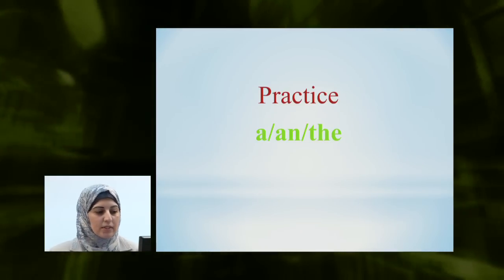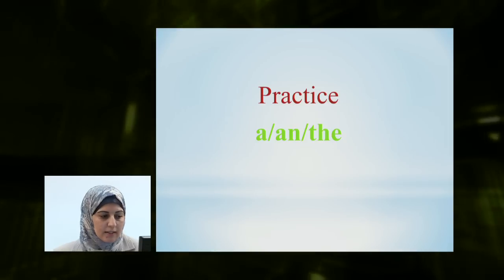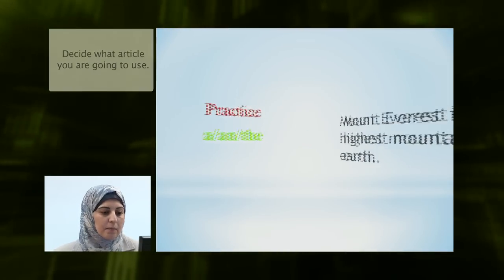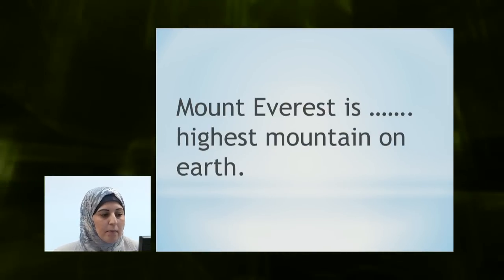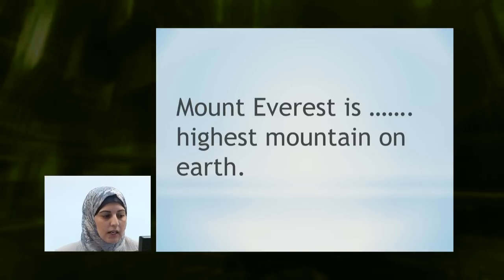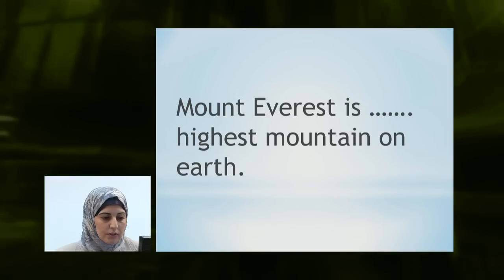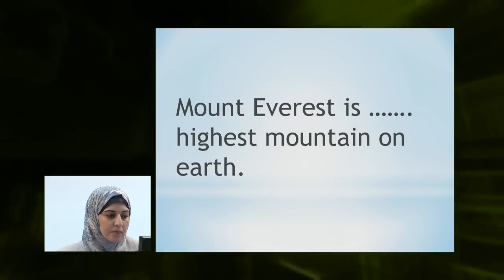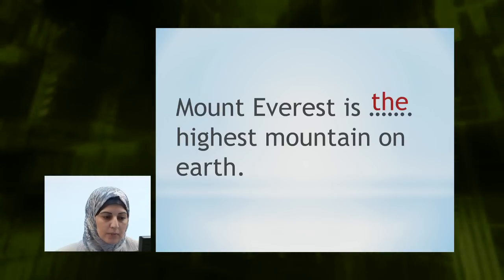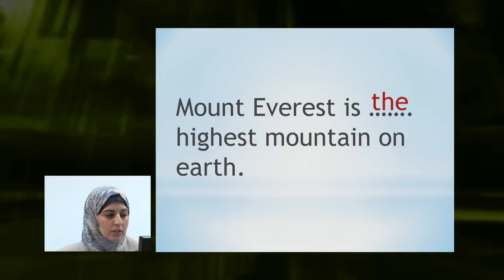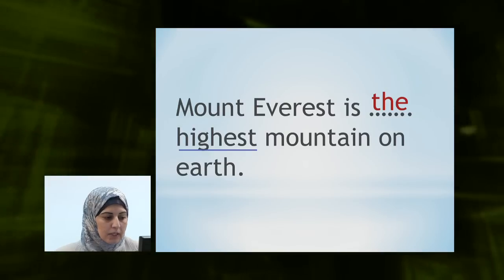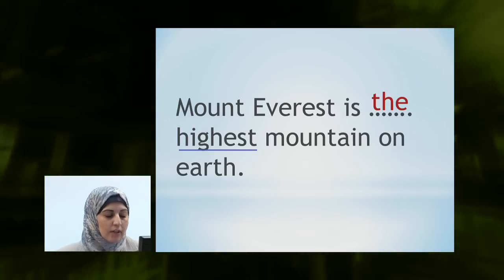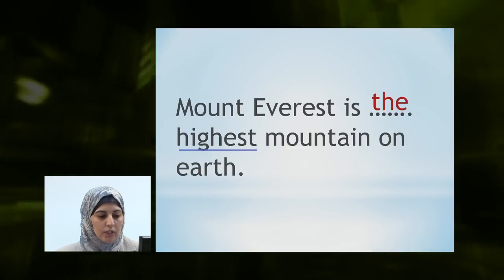Let's now have some exercise. Decide what article you're going to use. Is it a, an, or the? You have Mount Everest is highest mountain on earth. So what article do you need here? Absolutely the, because you have superlative adjective. So you say Mount Everest is the highest mountain on earth.